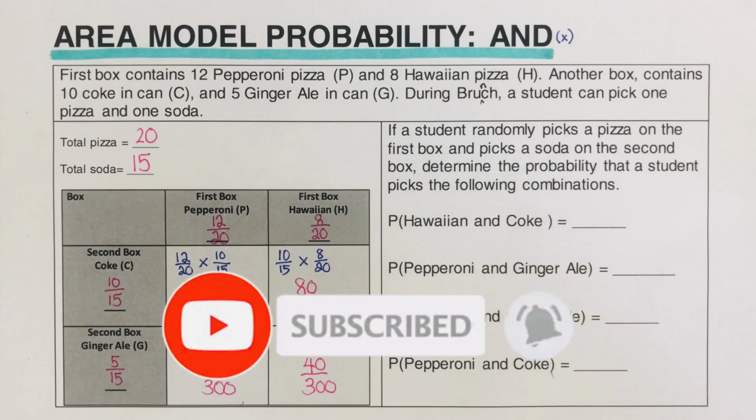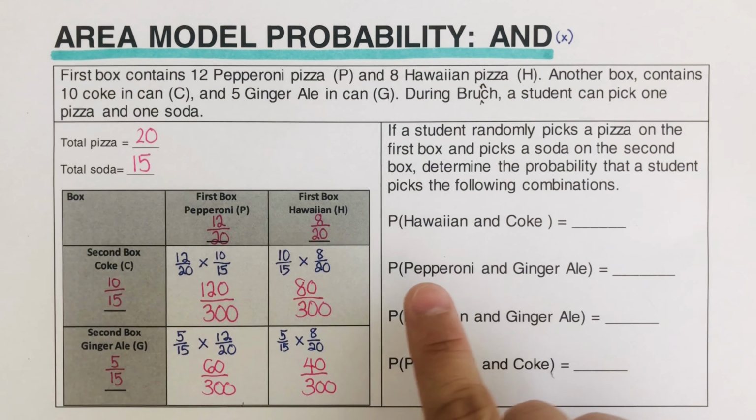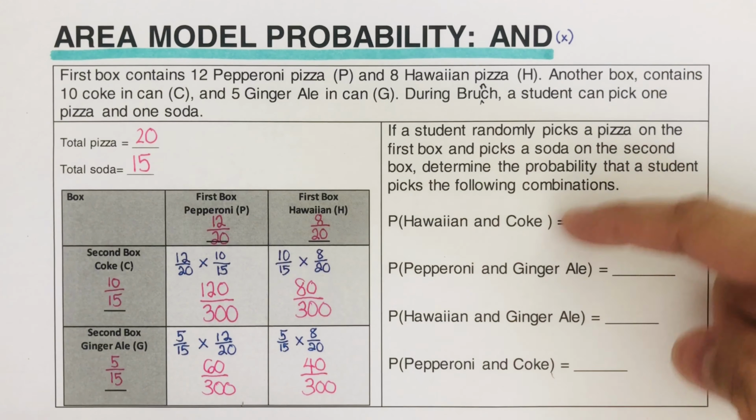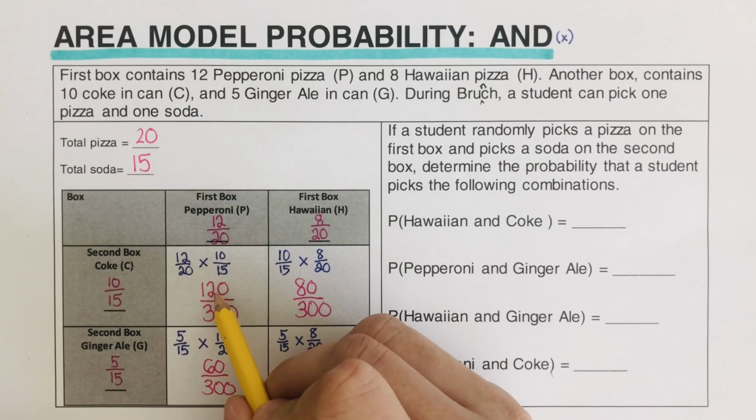Notice that if we add all of these, 120 plus 80 is 200, plus 40 is 240, plus 60 is 300. So 300 over 300 is 1. Did you get the same answer as this? Good. Perfect. Now let's find the probability of each of these. We can already reduce this to lowest term. So we can reduce this to lowest term here.